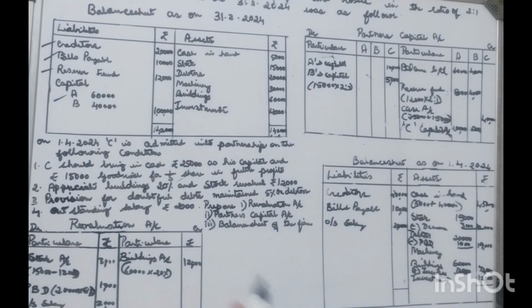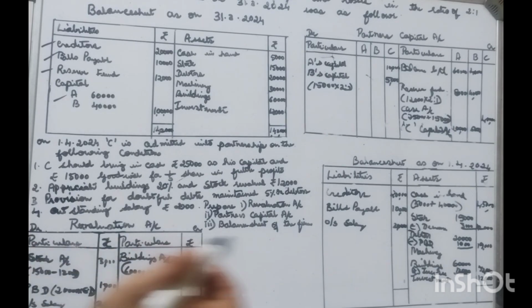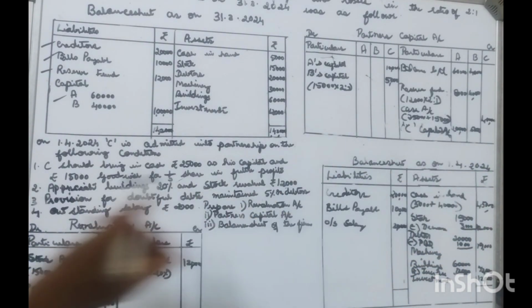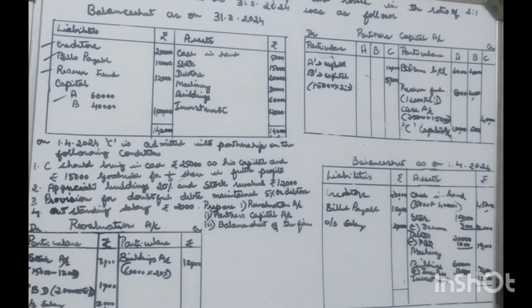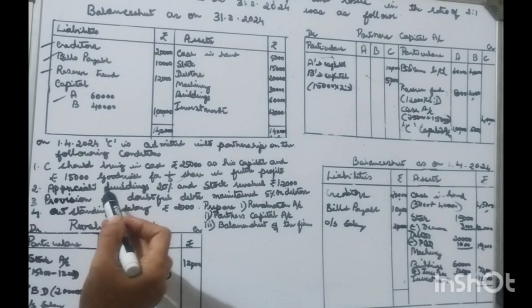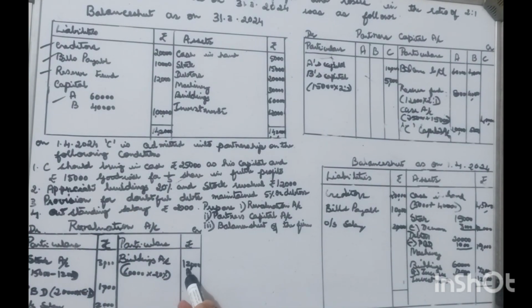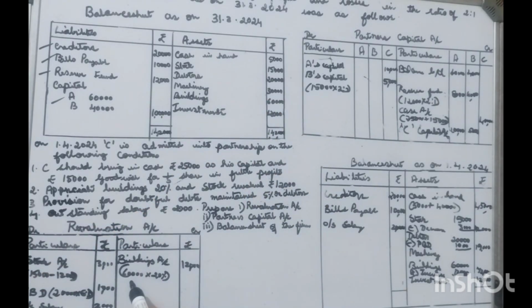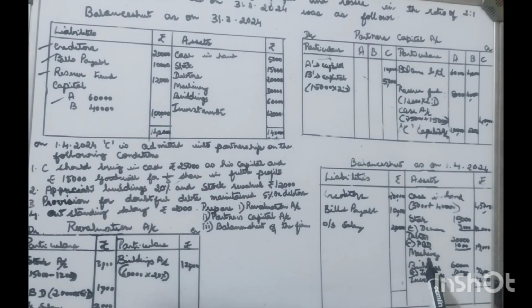One more entry: old partners' capital account has to be credited with the new partner's capital account. This is the treatment of goodwill. Only the goodwill amount has to be taken into consideration. Next, depreciation of building. Building value has been increased by 12,000. So the value of building is 60,000 into 20%, 12,000, and one more entry has to be added here.